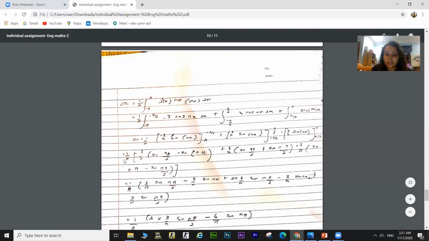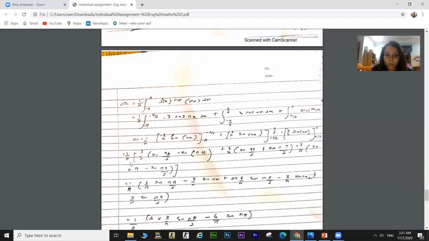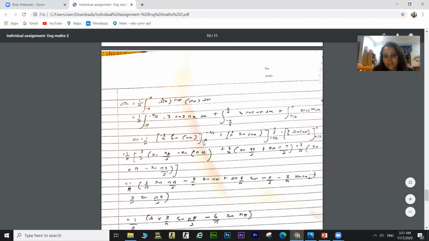And equals the next part. The next step is 1 over pi, 3 over n, bracket sine n pi over 2 minus sine nx. We just multiply and sum up these things, and we write down here again, plus 3 over n sine n pi over 2 plus sine n pi over 2 minus 3 over n, bracket sine n pi minus sine n pi over 2. We multiply this.